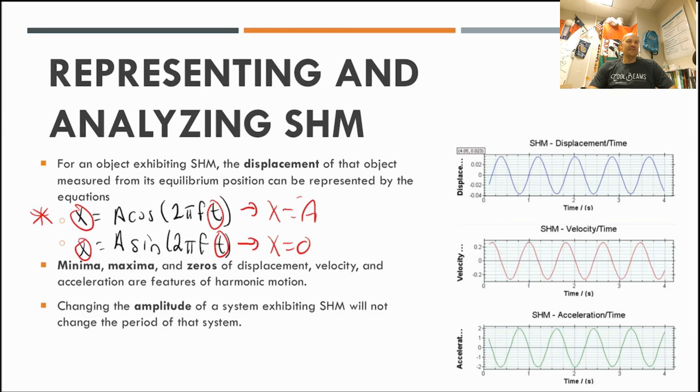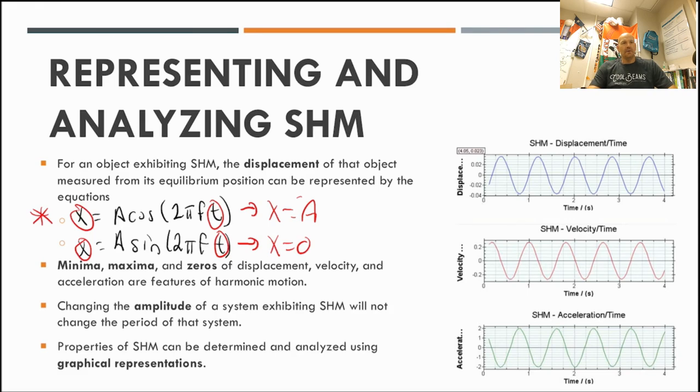Something to know is that changing the amplitude of the system will not change the period of that system. That just means it goes back and forth higher, or it goes up and down with a greater value. And then properties of simple harmonic motion can be determined and analyzed using graphical representation. So that's what we have over here.